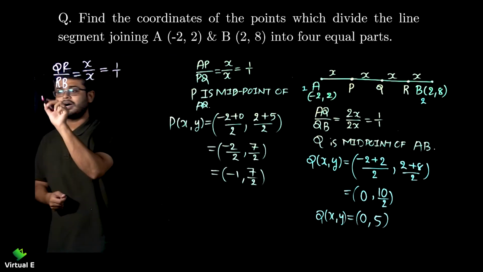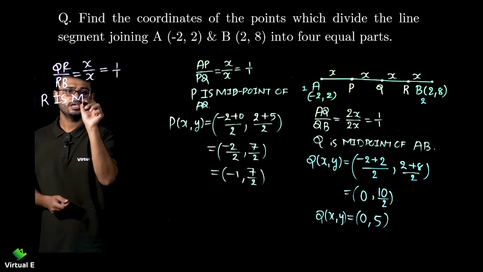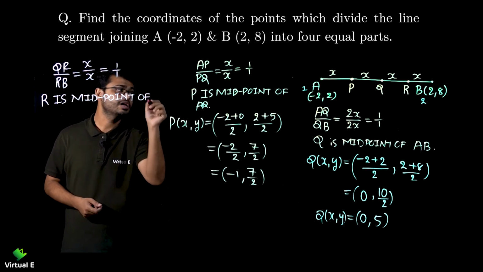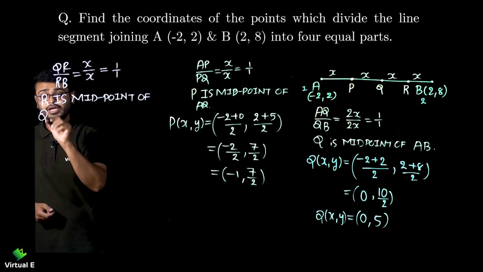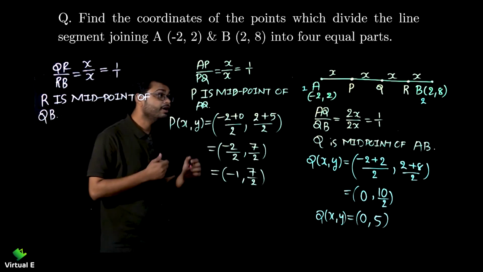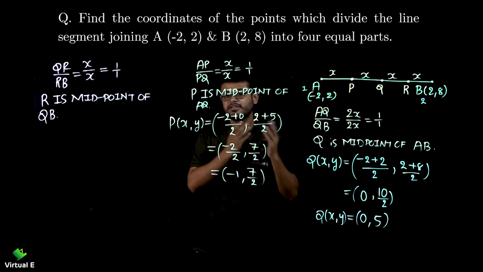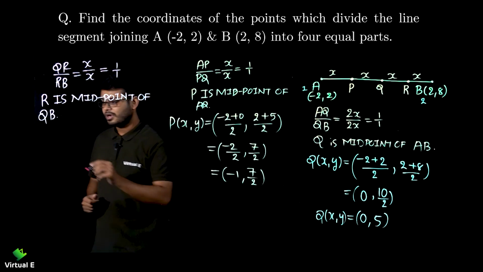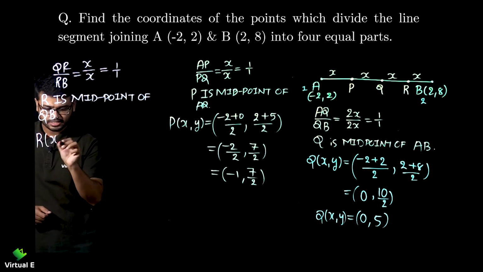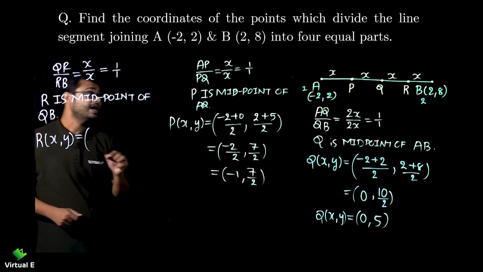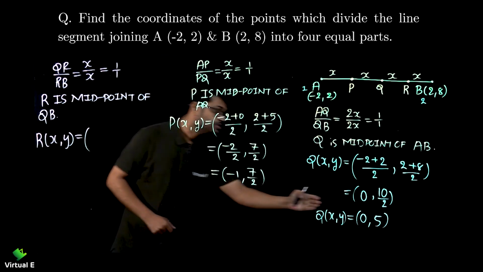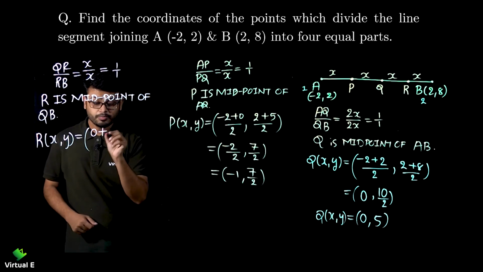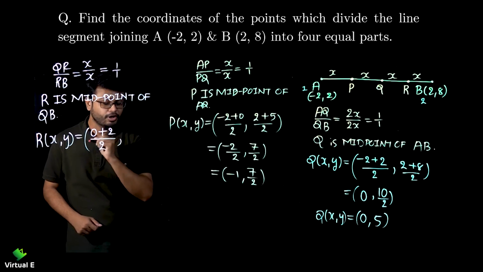Let's write R is the midpoint of which line? QB. Do we have coordinates of Q? Yes. Do we have coordinates of B? Yes, it is given in the question. So let's find the coordinates for R. So R(X, Y) is equal to, I will be taking the coordinates of Q, which is 0, and for B it is 2, so (0 plus 2) and denominator 2, midpoint formula.